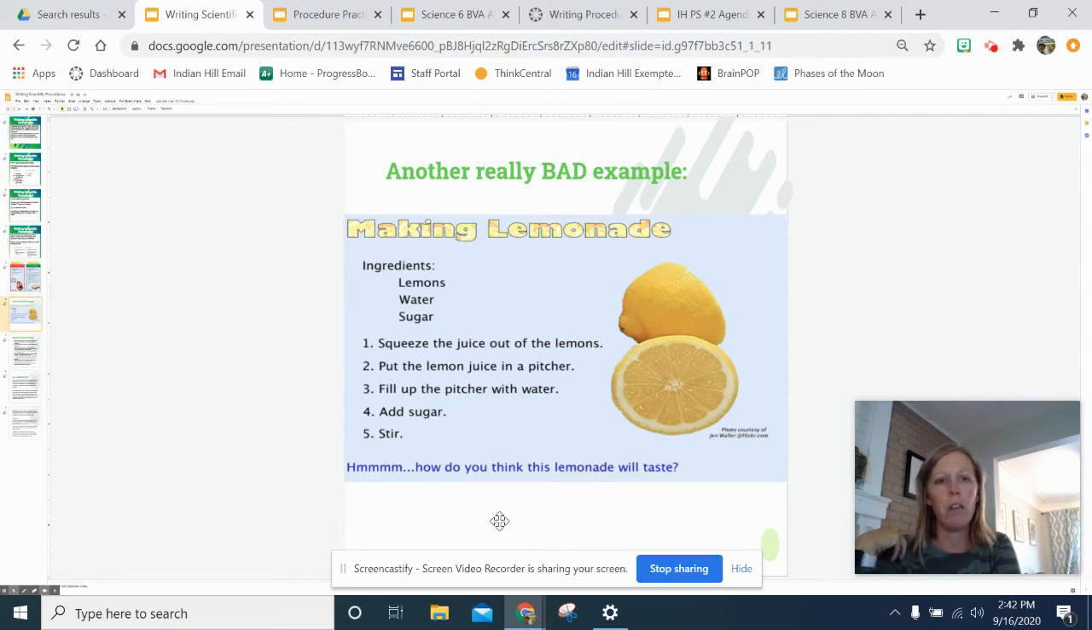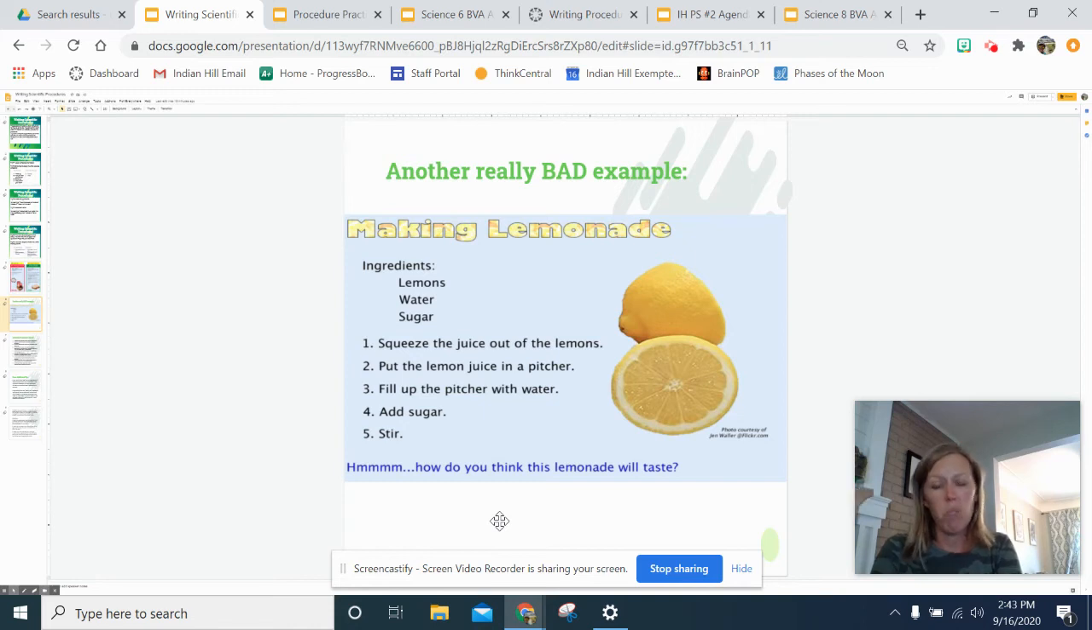These details are all missing. Step 4 is my favorite: add sugar. Well, we all know lemonade is made by the amount of sugar, and it's a very fine line. Not enough sugar? No, thank you. Too much sugar? Again, no, thank you. So how much sugar is needed?